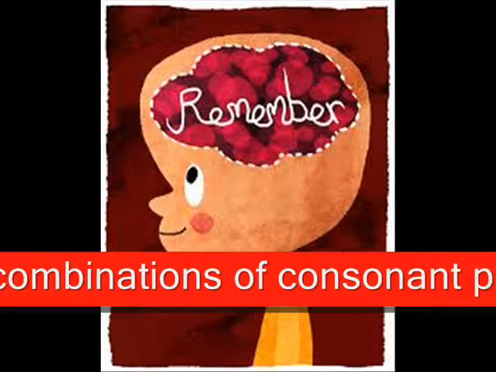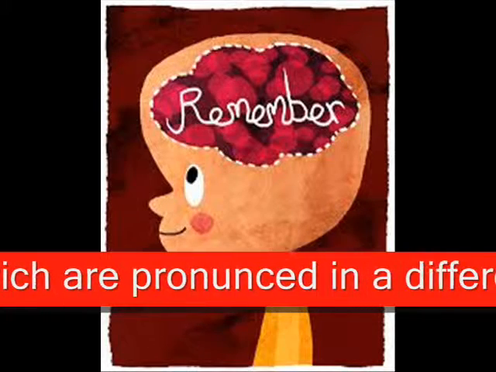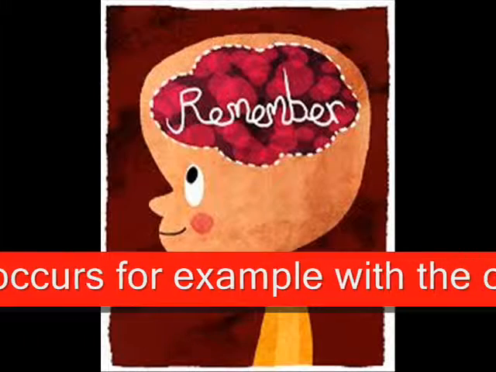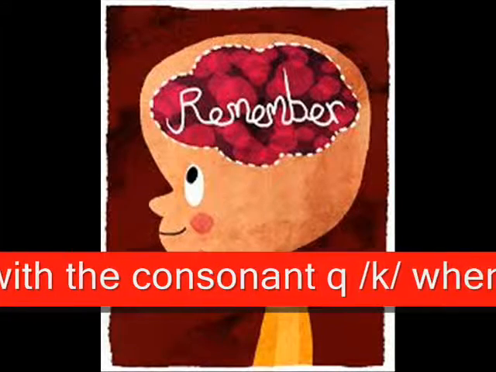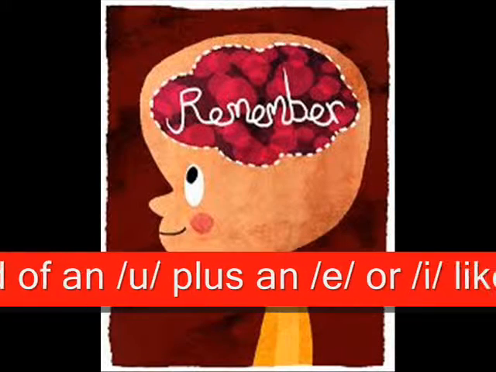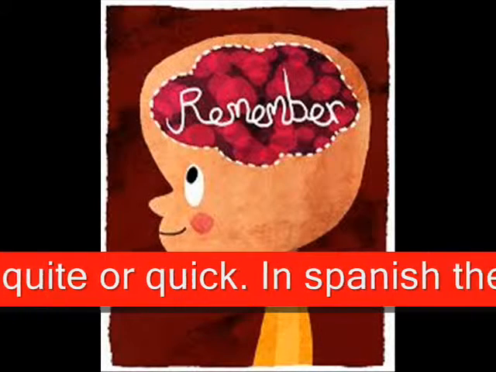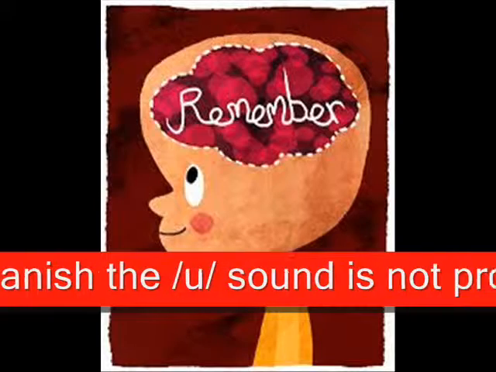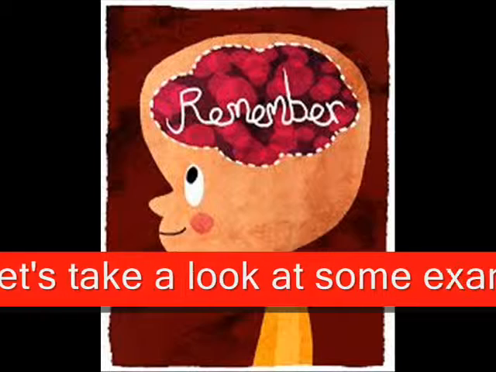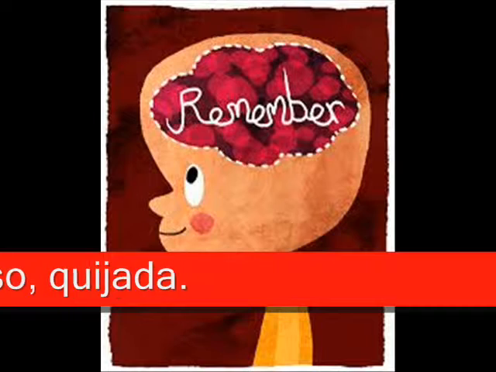Besides, there are combinations of consonant plus vowel which are pronounced in a different way. It occurs, for example, with the consonant Q, k, when it's followed by a U plus an E or I, like in queen, quite, or quick. In Spanish, the U sound is not pronounced. Let's take a look at some examples: queso and quijada. Keeping all those things in mind will help Hispanophones to improve the pronunciation of English language.